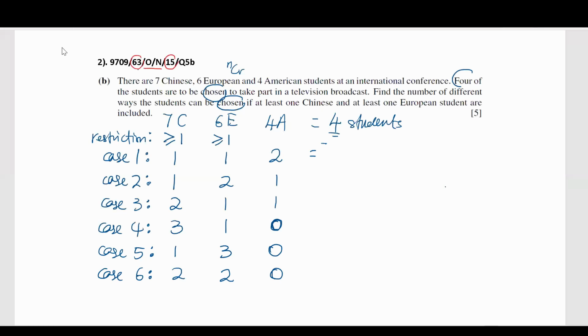All right, 7 Chinese, we need to select 1: 7C1. And, see, I emphasize "and", so I multiply. 6 European, select 1: 6C1. And, multiply, 4C2. So using the calculator, the number of ways found is 252. All right, so we will do the same for cases 2 to 6. So 7C2 and 6C1 and 4C1. 504. Case 3, 7C.